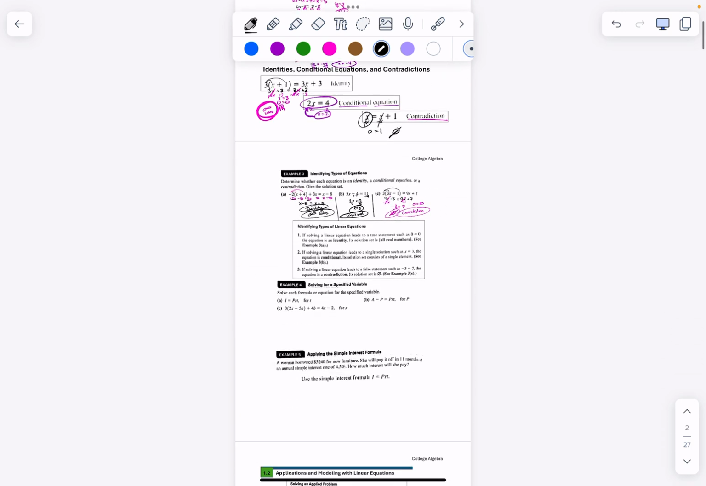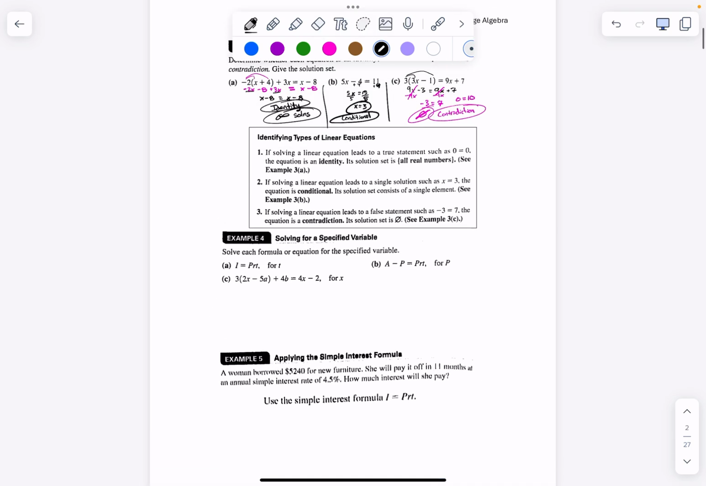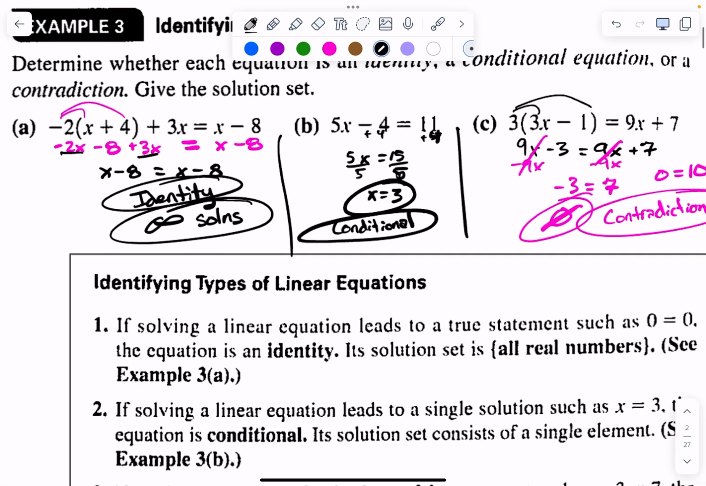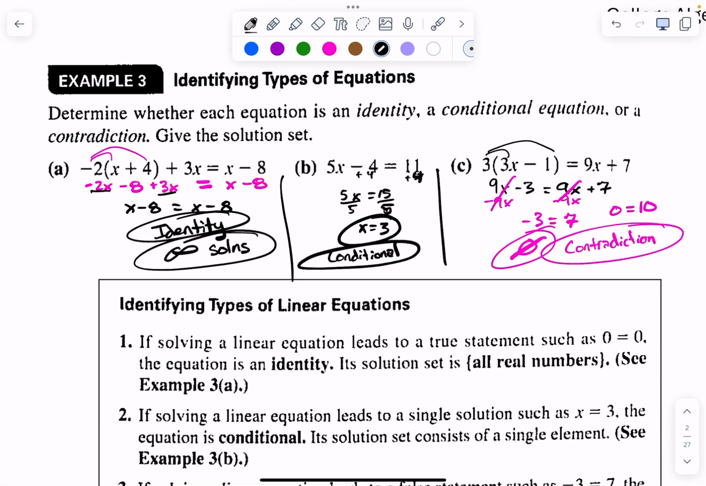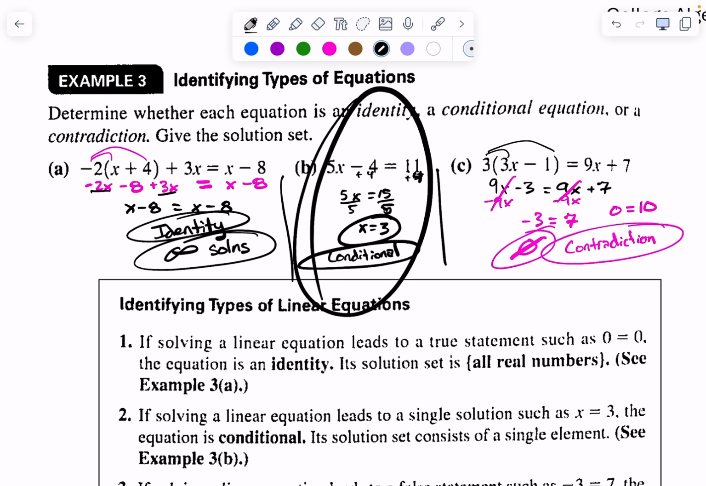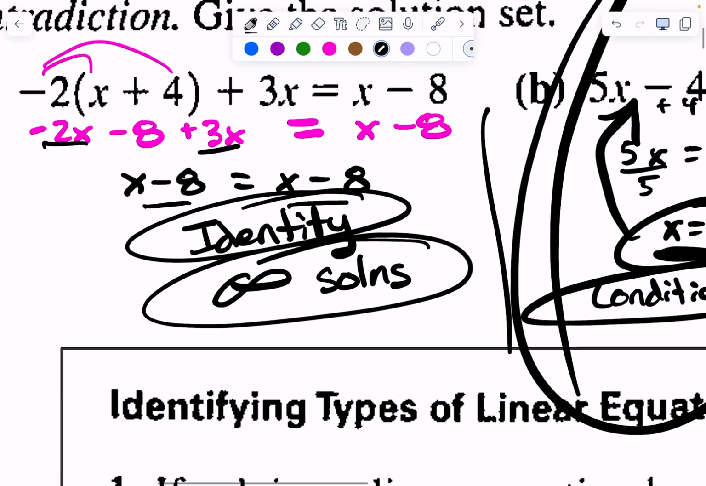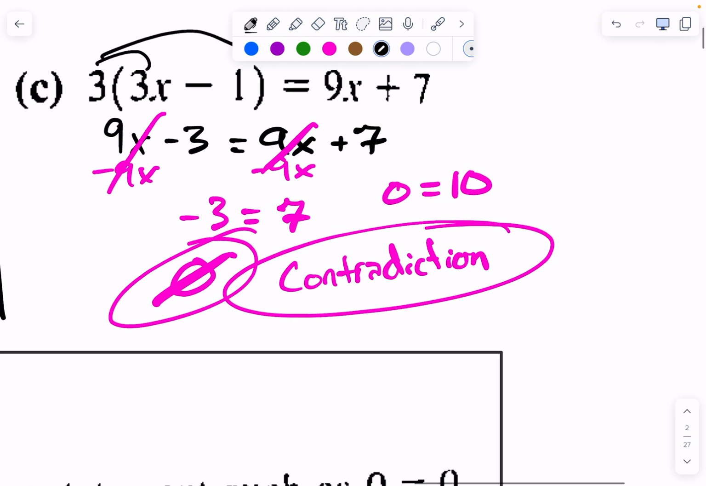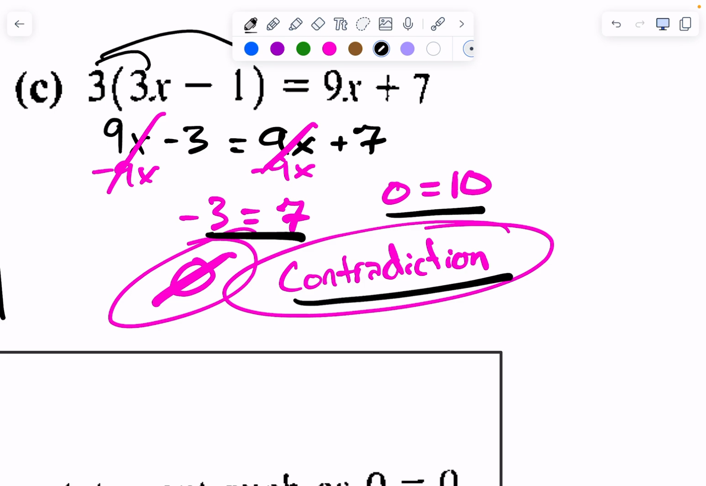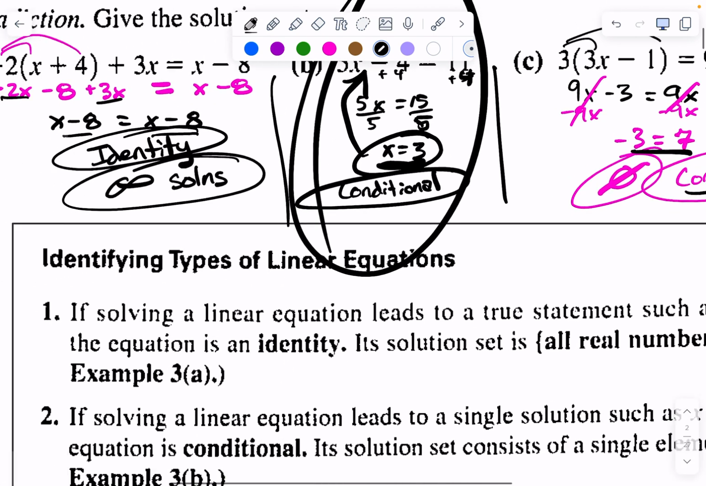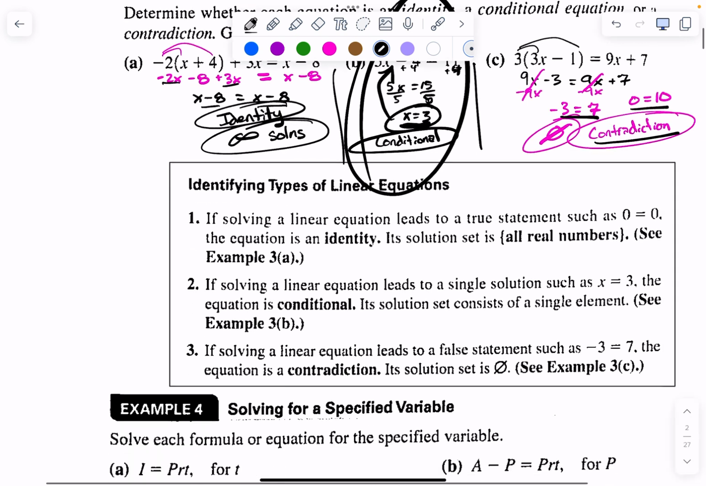All right, we are on 1-1, the second half of 1-1, which is really only this little page right here. We left off on example 3 doing identity, conditional, and contradiction equations. Most of the time you end up with a conditional where you just get an answer, like under the condition where x is 3. But every once in a while you end up with an identity, which is the same thing on both sides, infinitely many solutions, or something like 0 equals 10 or negative 3 equals 7, and that's a contradiction. Nothing works when you plug it in for x. That's where we ended.